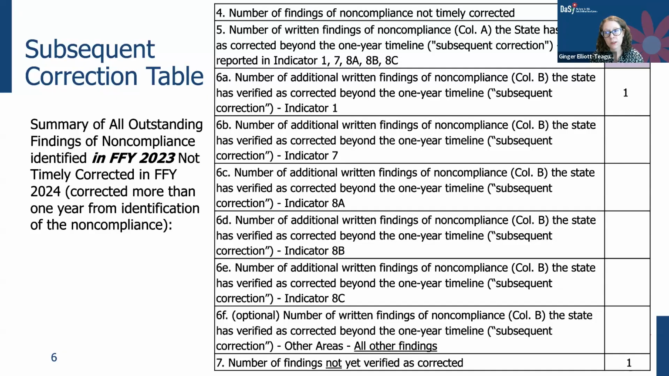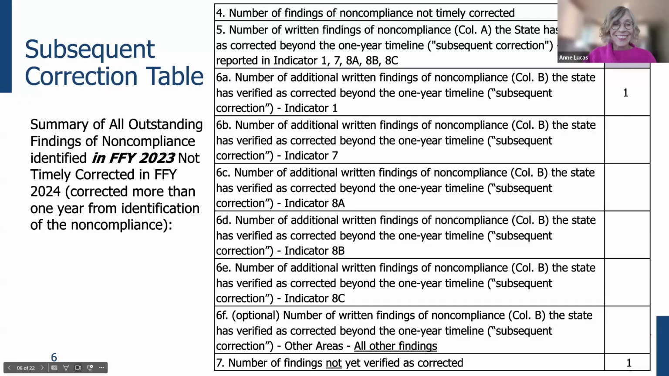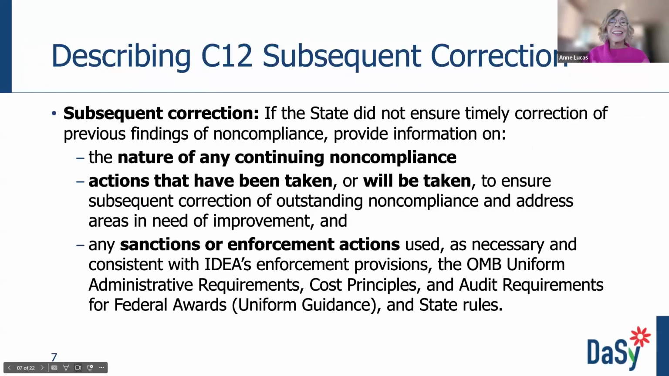So if your total at the top is 4, you should make sure that the sum of all of rows 5 through 7 is also 4. So just verify your data as you're working through these tables. Okay, now I'm going to pass it to Anne. Thank you, Ginger. So let's go to the next slide.